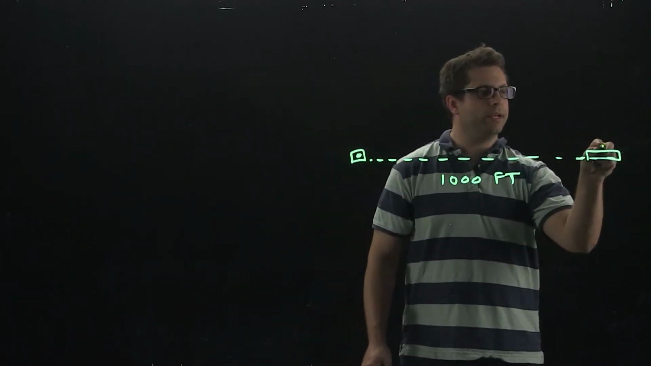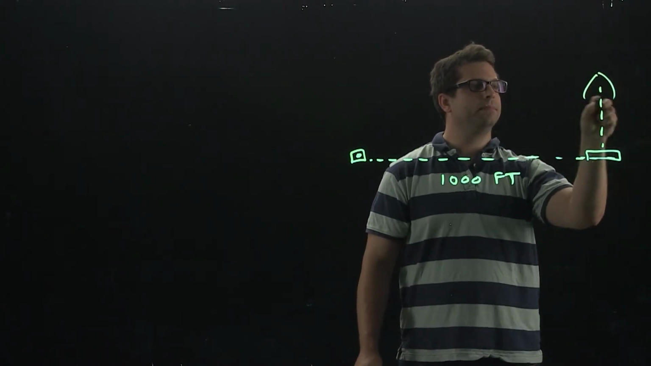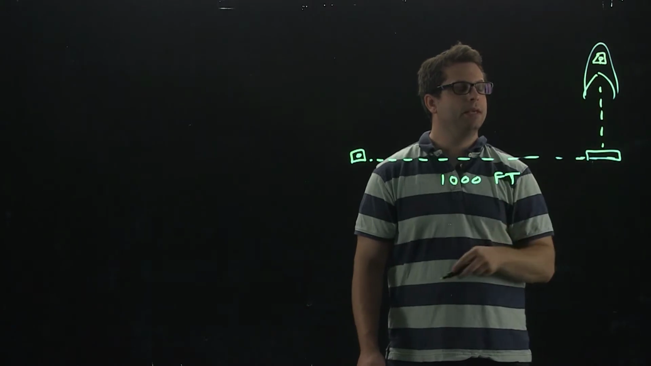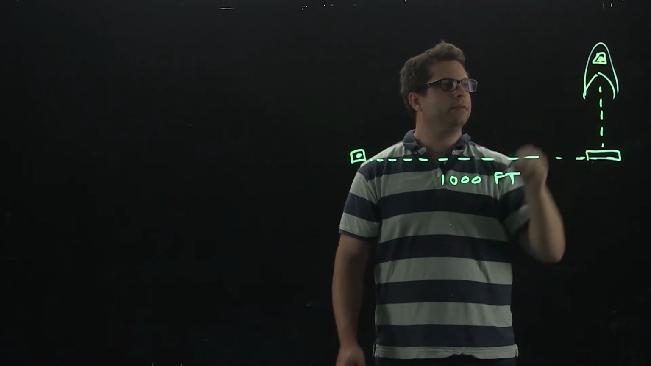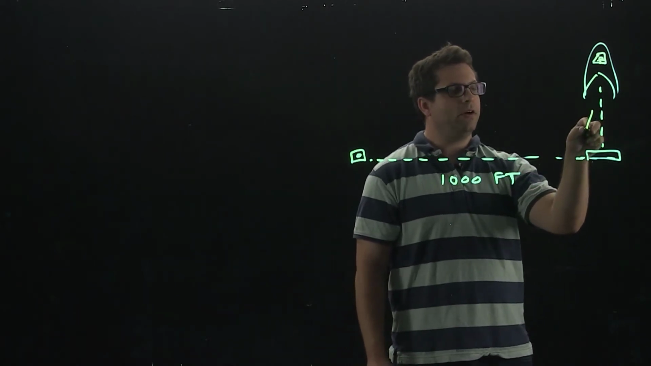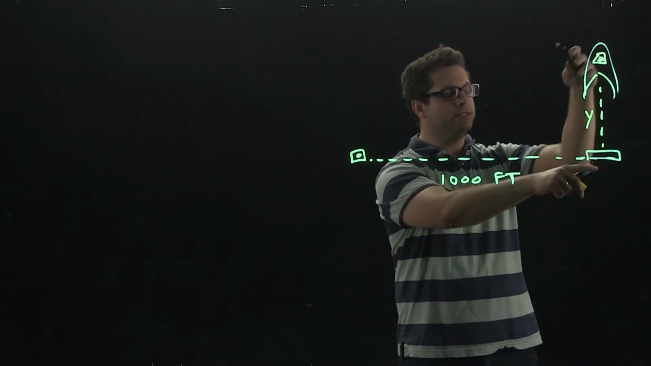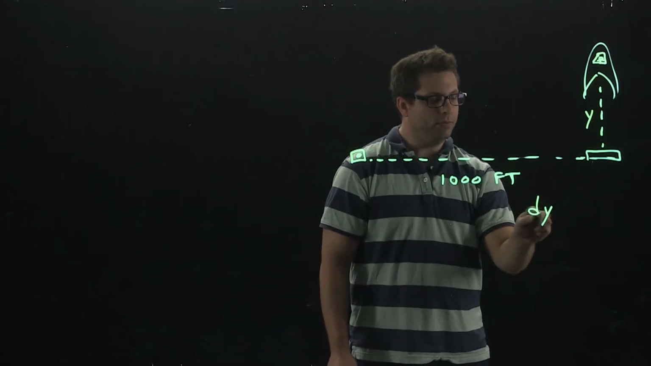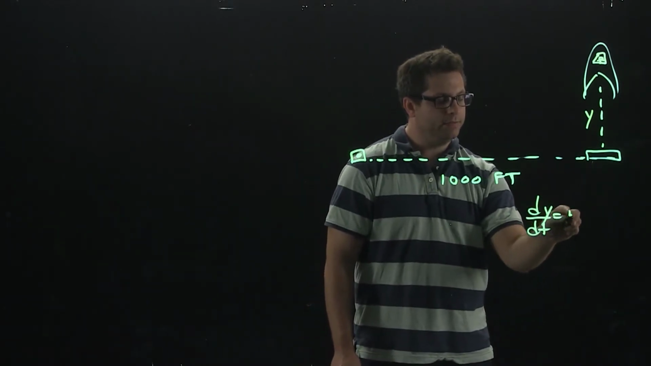Now the rocket's going up vertically. So we have that. Little person in there. There we go. And it's rising at 500 feet per second. So let's call that y. So that will be the distance the rocket's traveled vertically. So that means I know dy/dt is 500.